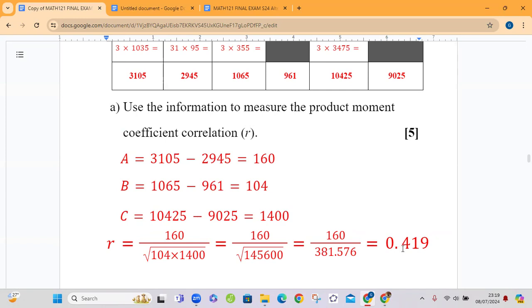So it appears that the claim seems to be true, that the correlation is weak, positive.